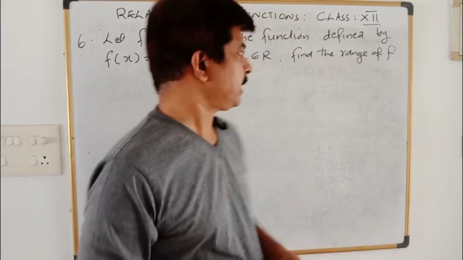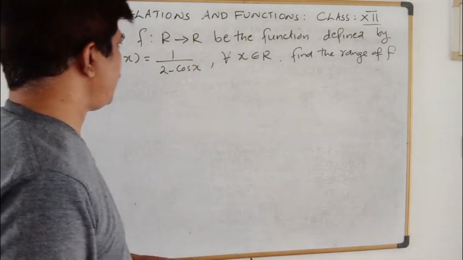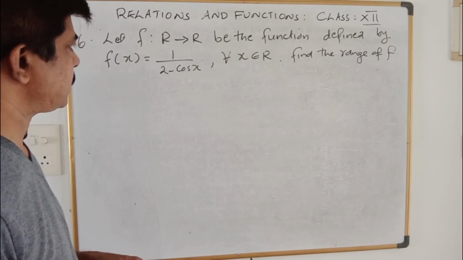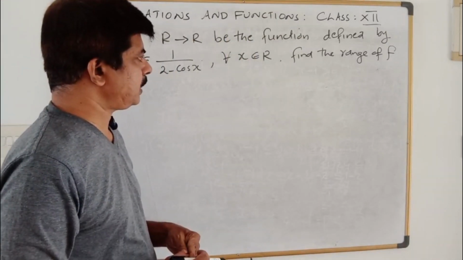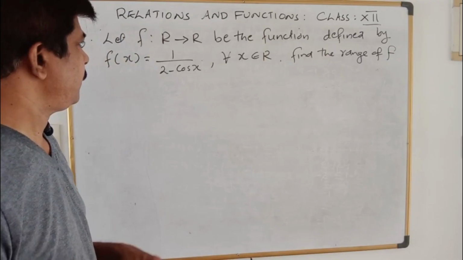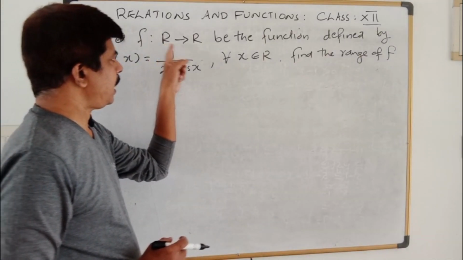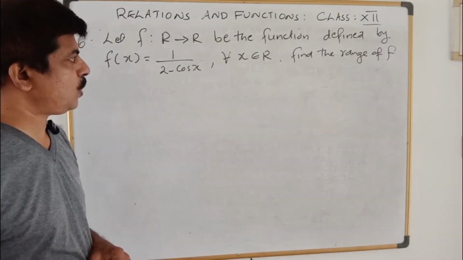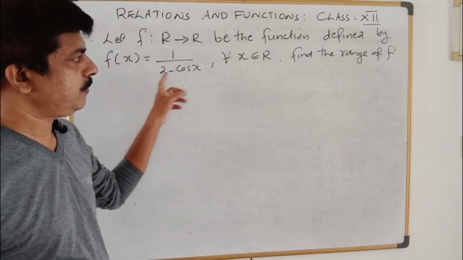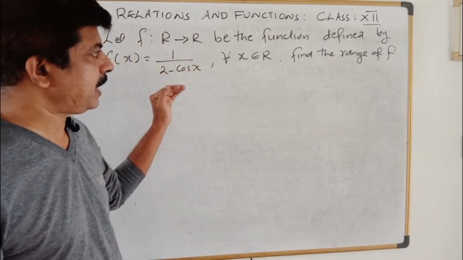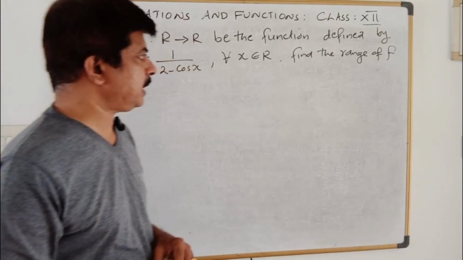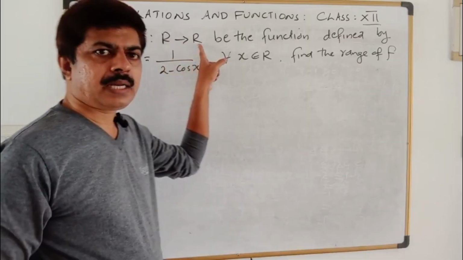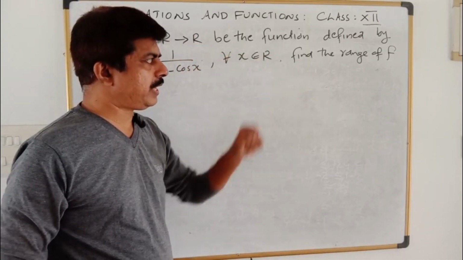Okay, here is our next question. Let f from R to R be the function defined by f of x equal to 1 by 2 minus cos x, for all x belongs to R. Find the range of f. Here we are given the function with domain R and codomain R, that is a function from R to R. We have to find the range of the given function. R is the domain, again R is the codomain. We have to find out the y value.